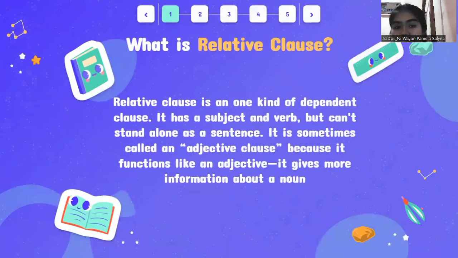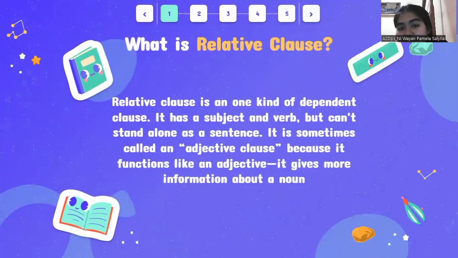Okay, first, what is a relative clause? A relative clause is one kind of dependent clause. It has a subject and verb, but cannot stand alone as a sentence. It is sometimes called an adjective clause because it functions like an adjective. It gives more information about a noun.